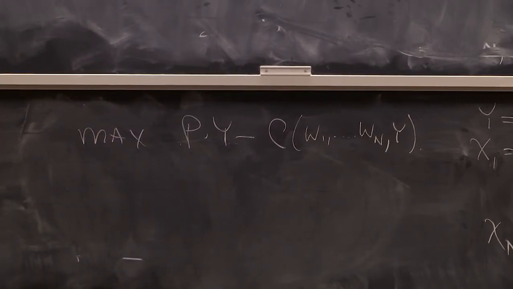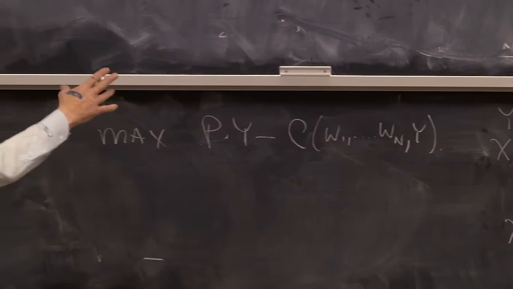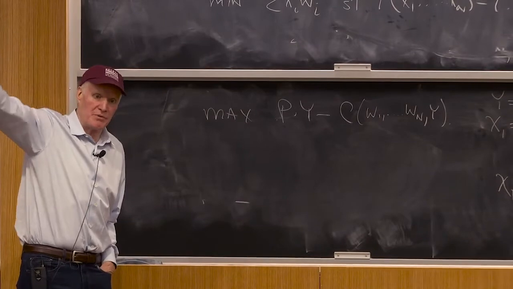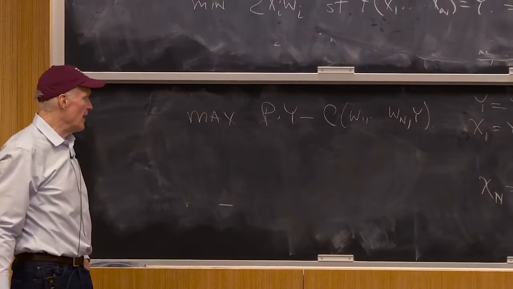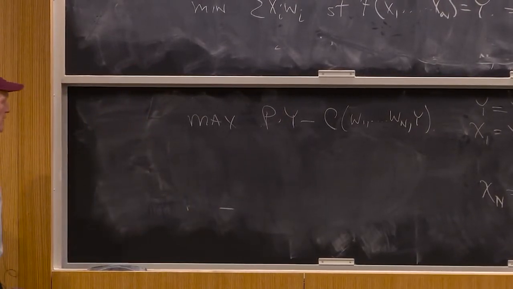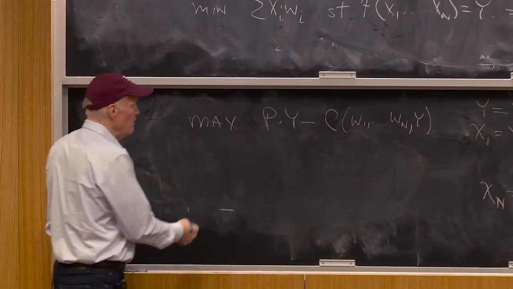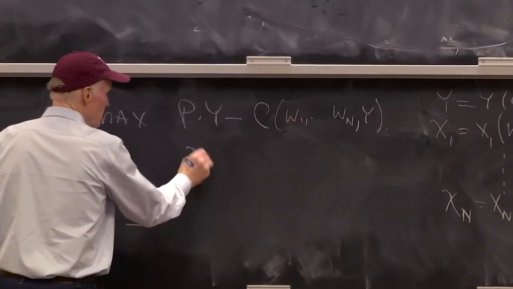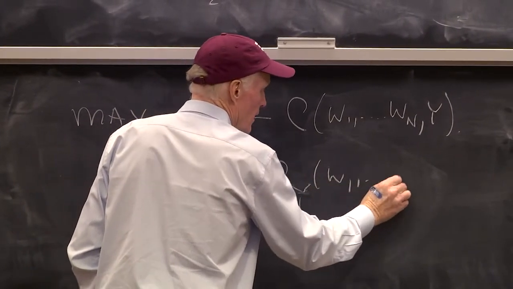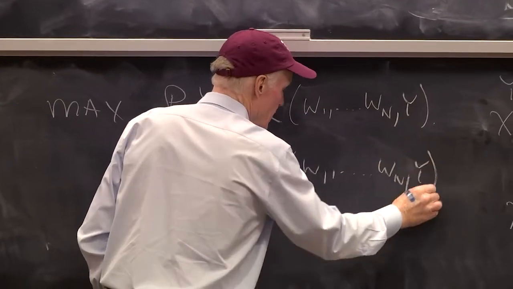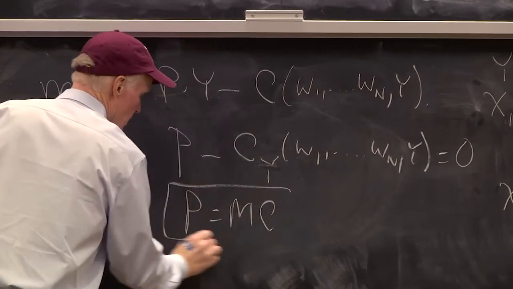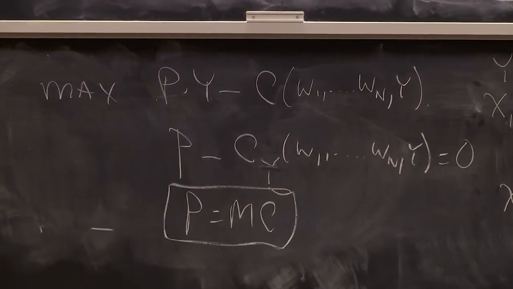Okay? So some problems, people just start right here. They assume a cost function and blast off. Now, once I assume a cost function, there's some corresponding production function out there that I've implicitly assumed, but you might start by specifying the cost function. So what would be the solution to this problem? Well, it's got one first order condition, p minus c sub y of w1 up to wn and y equals 0, which of course is price equals marginal cost. Okay, so that's where our price equals marginal cost condition came back.